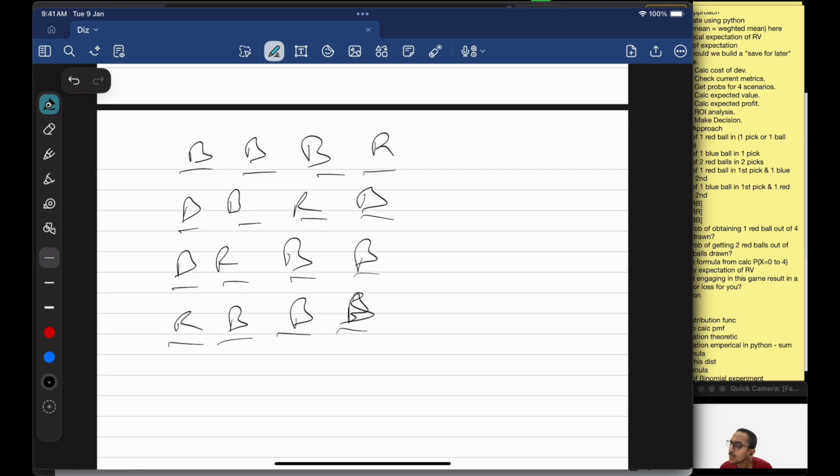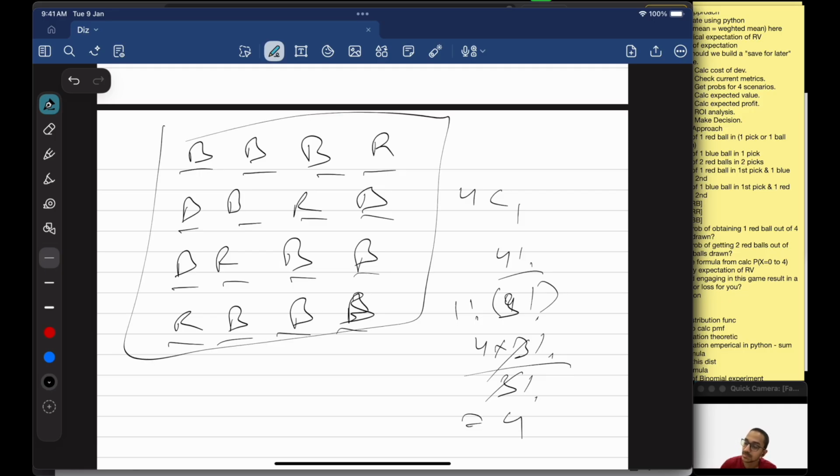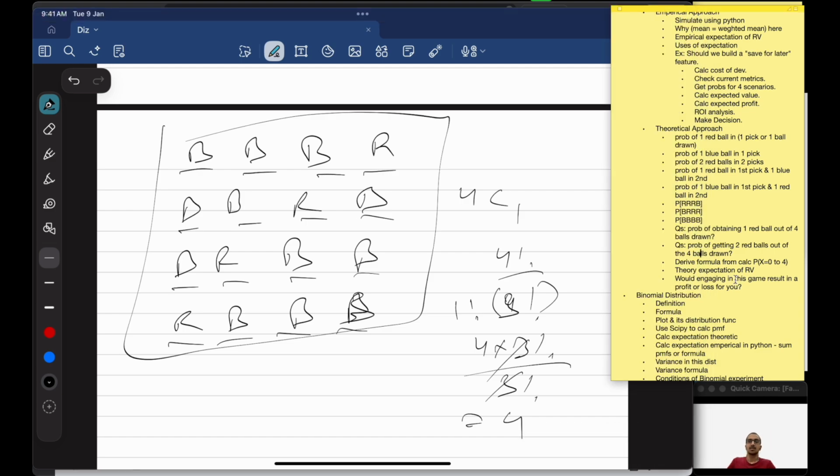So what is this basically? This is nothing but 4C1, right? 4 factorial over 1 factorial times (4 minus 1), 3 factorial. It is nothing but 4 into 3 factorial by 3 factorial, which is 4 times. So you have 4 times. Now the question is, what is the probability of obtaining 1 red ball out of 4 balls drawn?